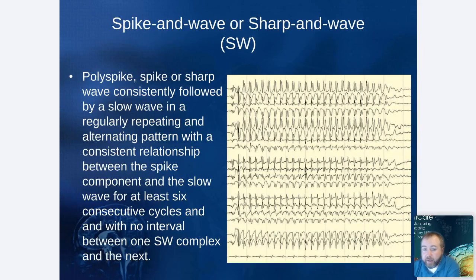And then lastly, you have spike wave and sharp wave. This is considered polyspike, spike, or sharp wave consistently followed by a slow wave in a regular repeating and alternating pattern, with a consistent relationship between the spike component and the slow wave for at least 6 consecutive cycles and with no interval between. If there is an interval, then this would qualify as periodic discharges, where each discharge is a spike and wave.